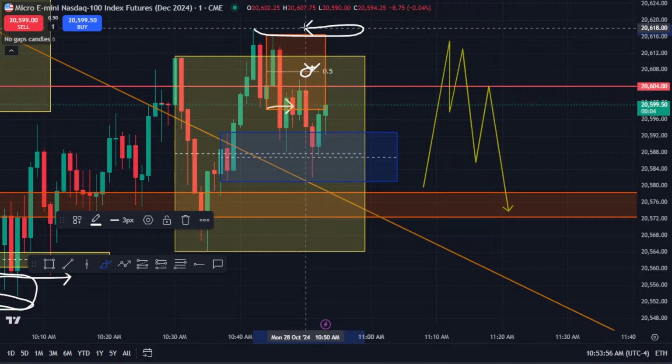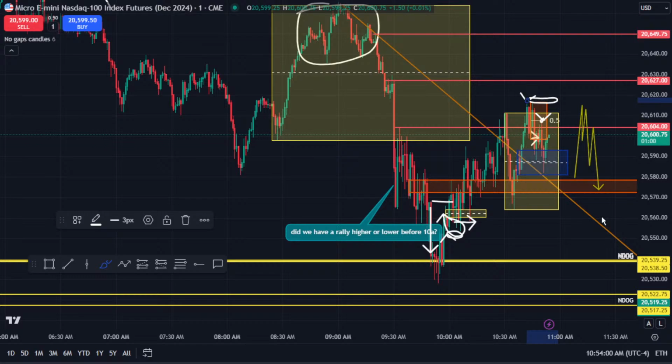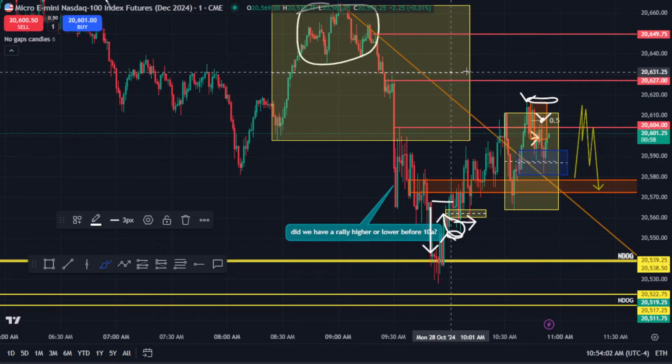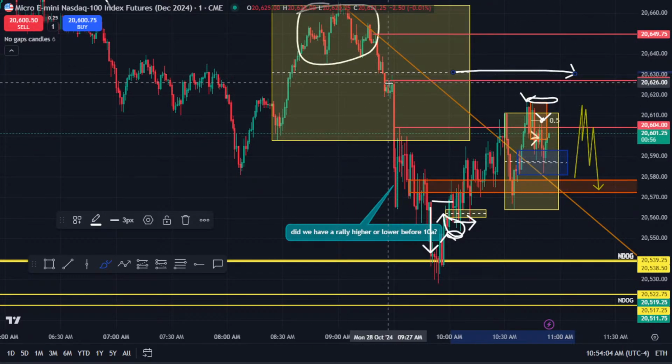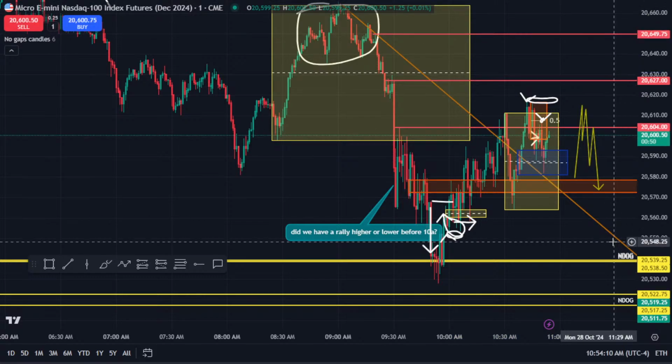Then we could rally above these highs as well. We also got a zone up here that we can tap into, and then also this high, marked as an overall draw on liquidity.